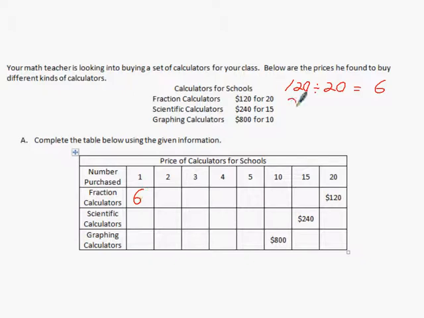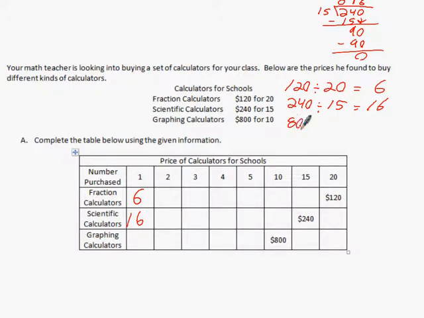Scientific calculators are $240 for 15. So 240 divided by 15. Not one I can do in my head, so I'm going to do it up here. 240 divided by 15 does not go into 2, it goes into 24 once. Subtract, I get 90. 15 goes into 90 6 times, which is 90. No remainder, so those are $16 each. And graphing calculators, 800 divided by 10. Divide anything by 10, you just get rid of a 0, so those are $80 each, so much more expensive. So 6, 16, and 80.